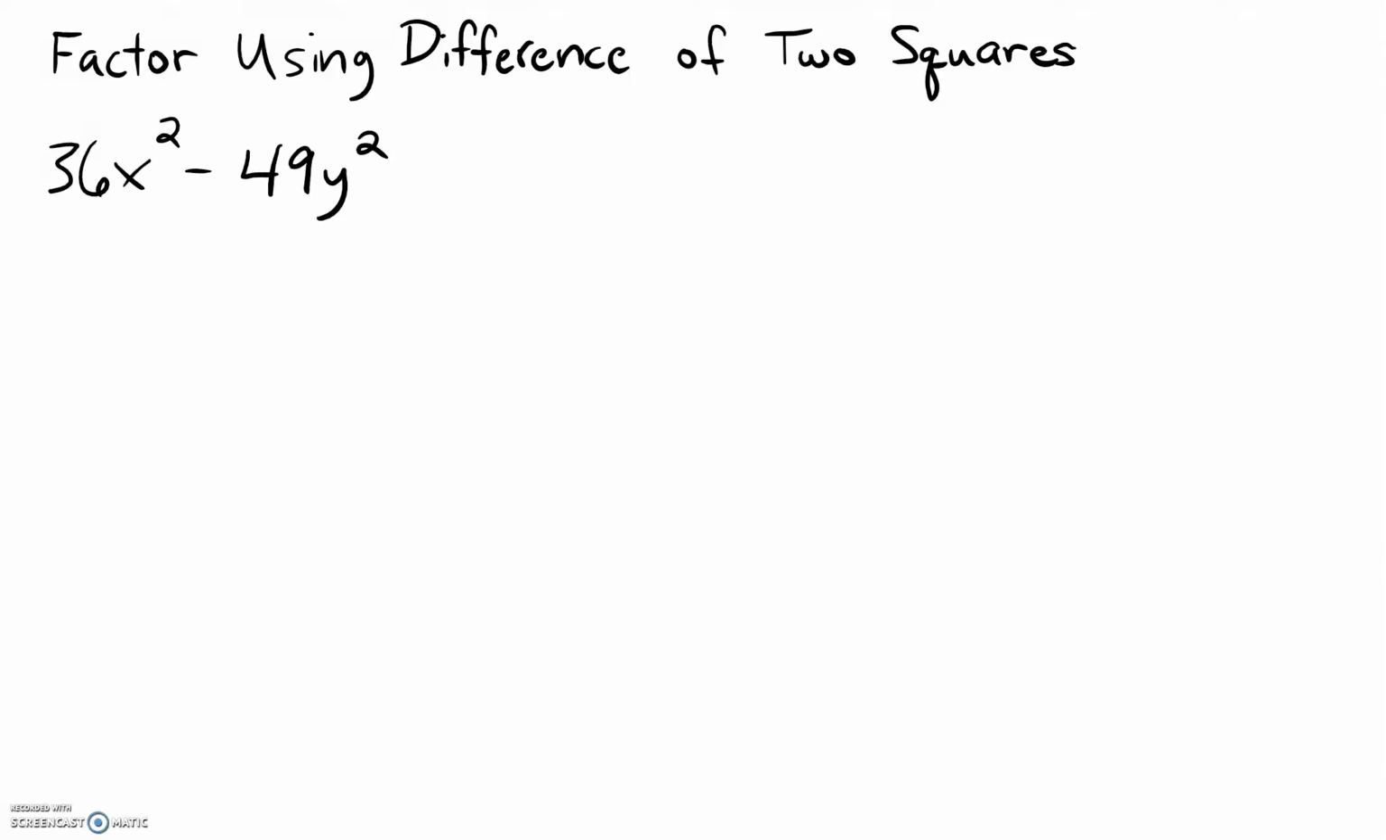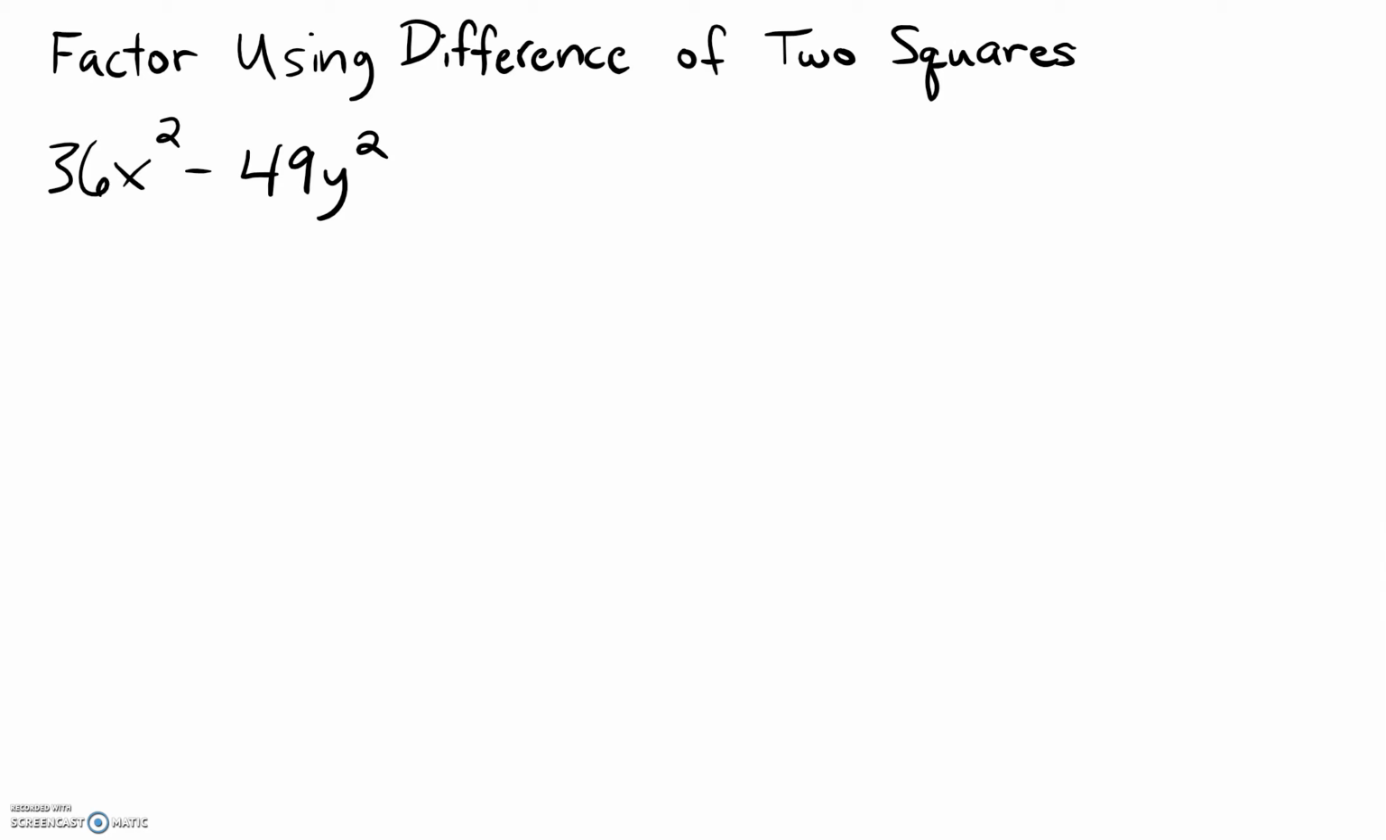For this video, we're going to look at a slightly harder version of the difference of two squares factoring method. In this case, it's harder because we have 36x squared minus 49y squared. So we have some numbers in each of the two terms, and we have variables in each of the two terms. But really, the process is still going to be the same.